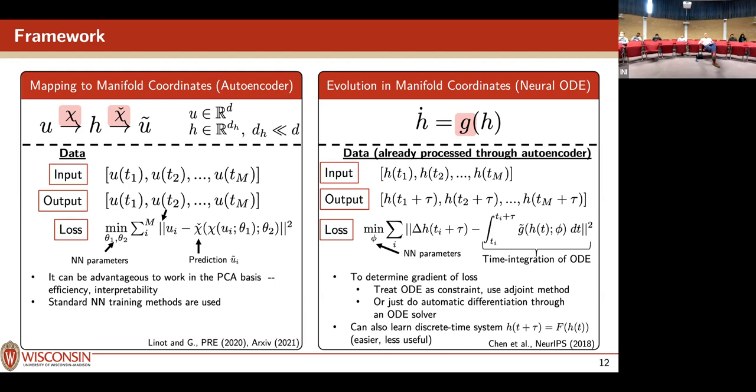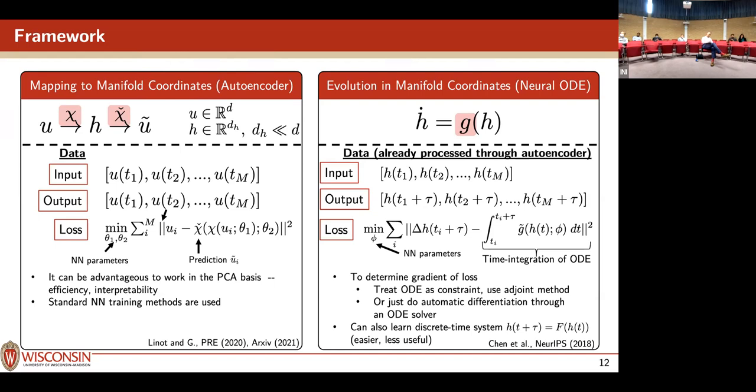So then the other part of the story is that once we've learned the coordinate representation from the data, we want to learn a dynamical system. So now our inputs are the data points mapped down onto the manifold, at different times, and the outputs are the results some tau time units later. We want to find a right-hand side so that we integrate that right-hand side. And so delta H is just H of t1 plus tau minus H of t1, the change in H over time interval tau.